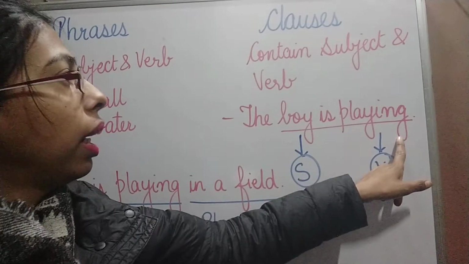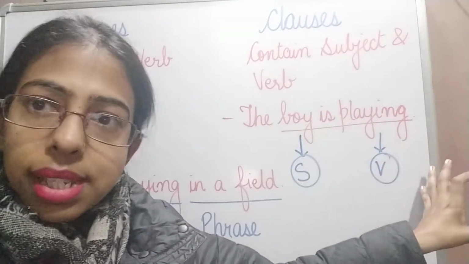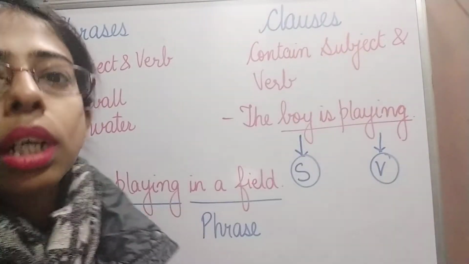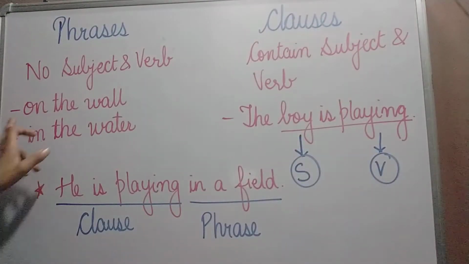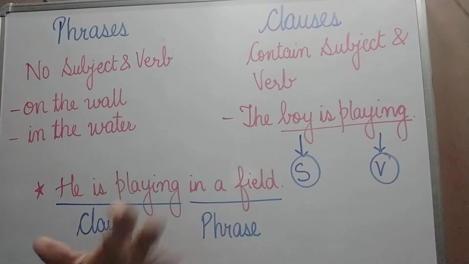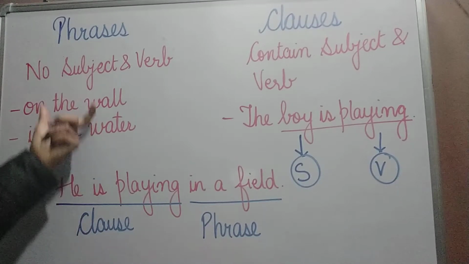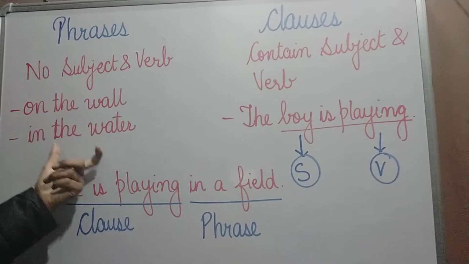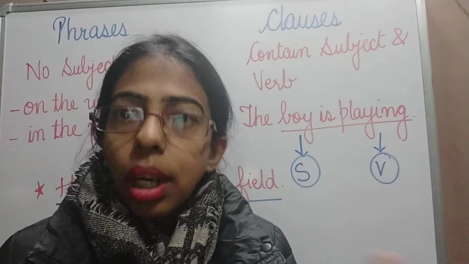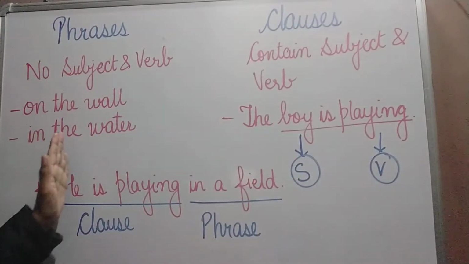So, the boy is playing is delivering you a complete sense. Plus, it has a subject and a verb. So, therefore, it is a clause. Whereas, on the wall, in the water, over the horizon, or in a field, these are groups of words, which means these are phrases. Why are they called phrases? Because they are groups of words which are not conveying a complete meaning. And the subject and verb are missing.